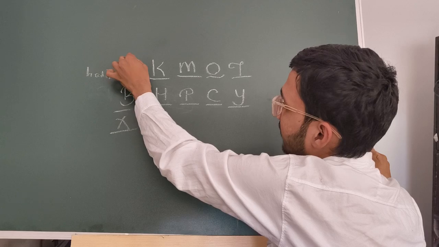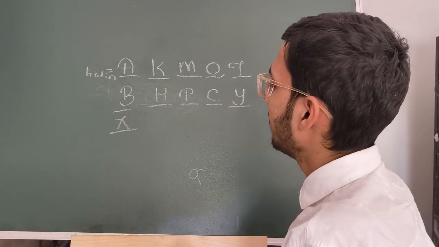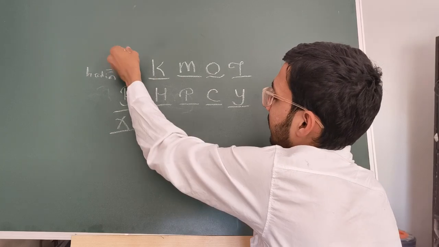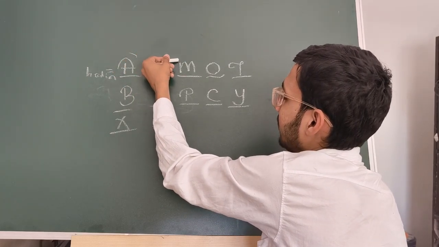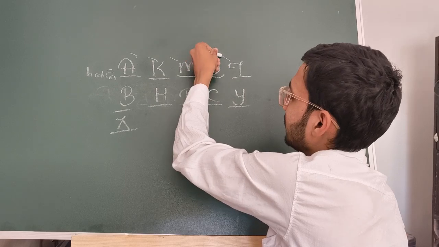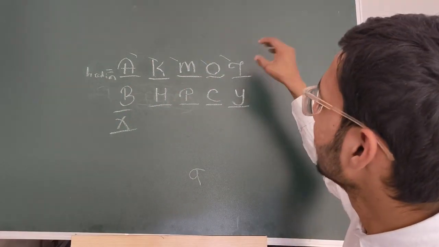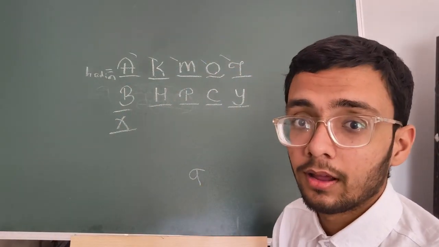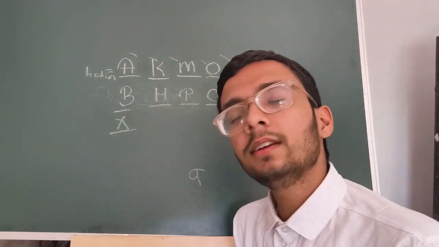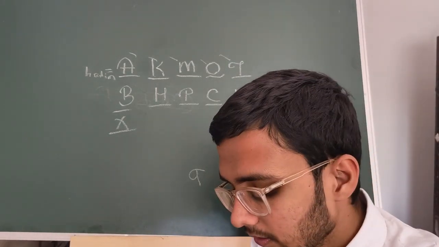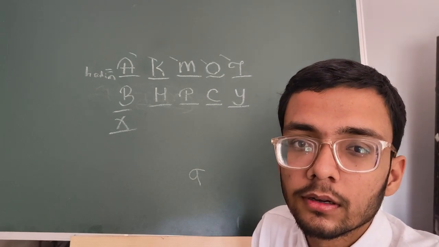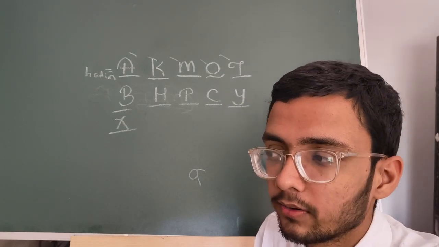So yeah, the first sort of letters are like Latin ones, right? They look like Latin, they sound like Latin, and it is a, it is ka, it is ma, it is o, and it is ta, right? T, as in how it is pronounced in English? Ta.